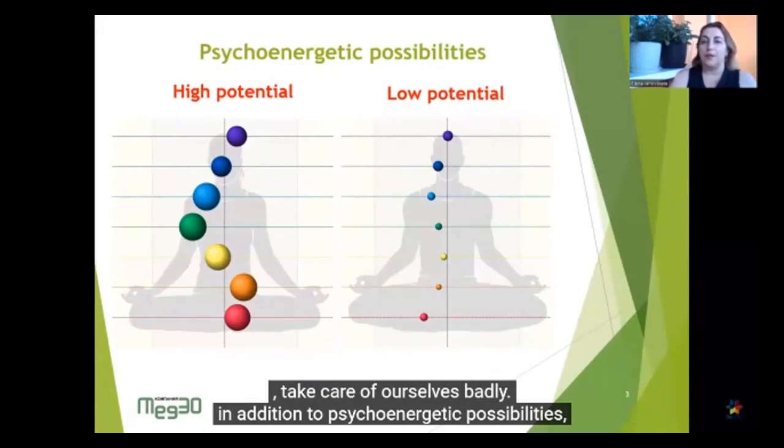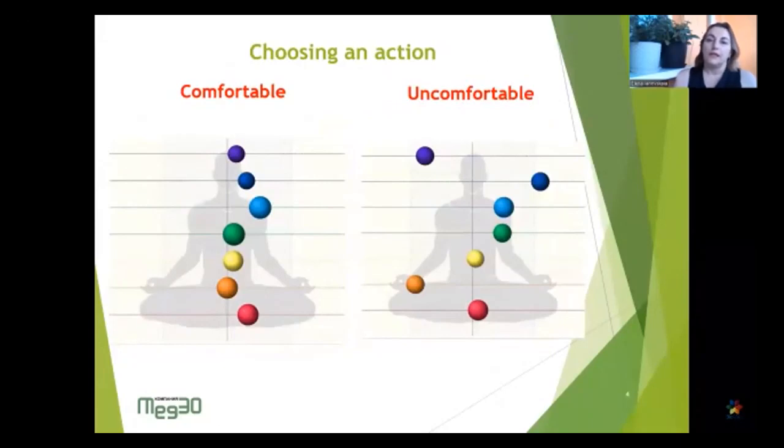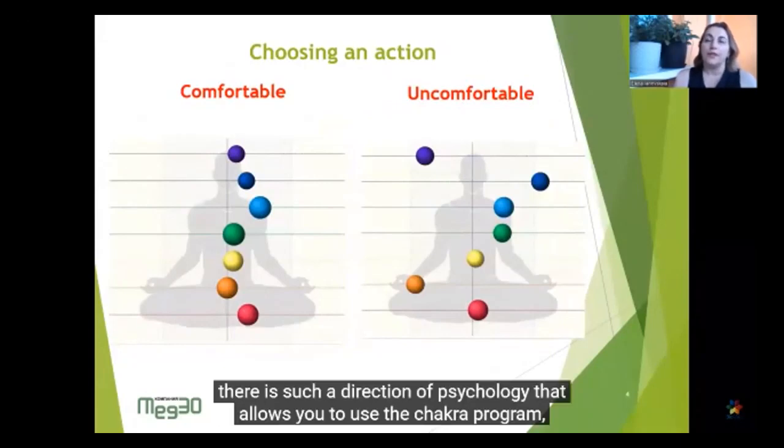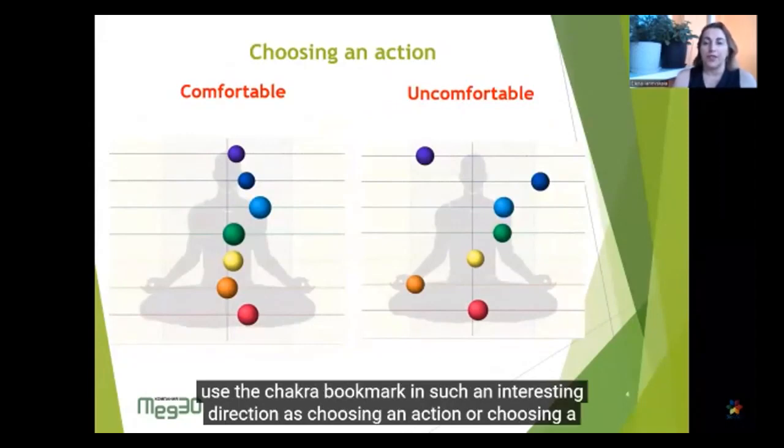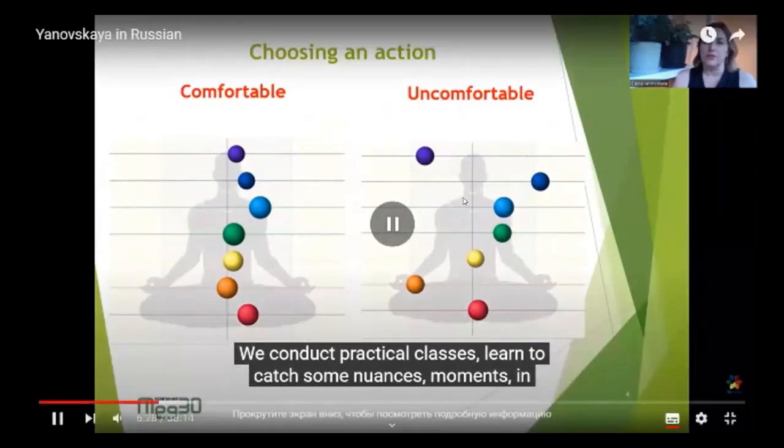In addition to psychoenergetic possibilities, there is a direction of psychology that allows you to use the chakra program also. So we use this in an interesting direction, such as choosing an action or choosing a decision. This is a very interesting direction. I teach, and I will teach you, how to use it.